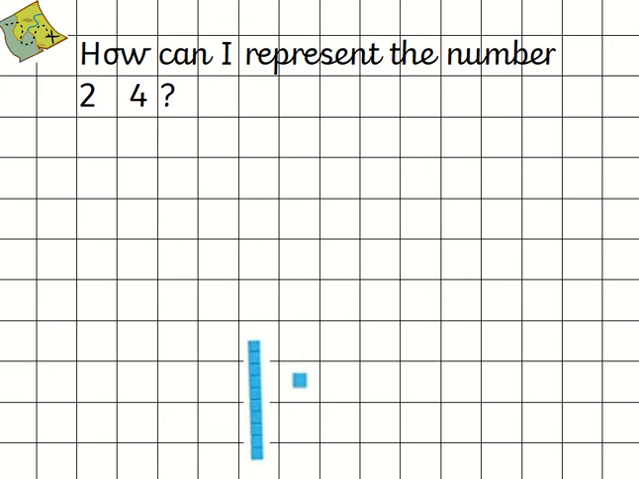Okay, so how can I represent the number 24? We know we can represent the number 24 with our Deans, our base 10. I can have 2 tens, which gives me 20, and I can have 4 ones, that makes 4. Okay, so I've got 4 and 20, 24. I've got the number 24 clearly here.